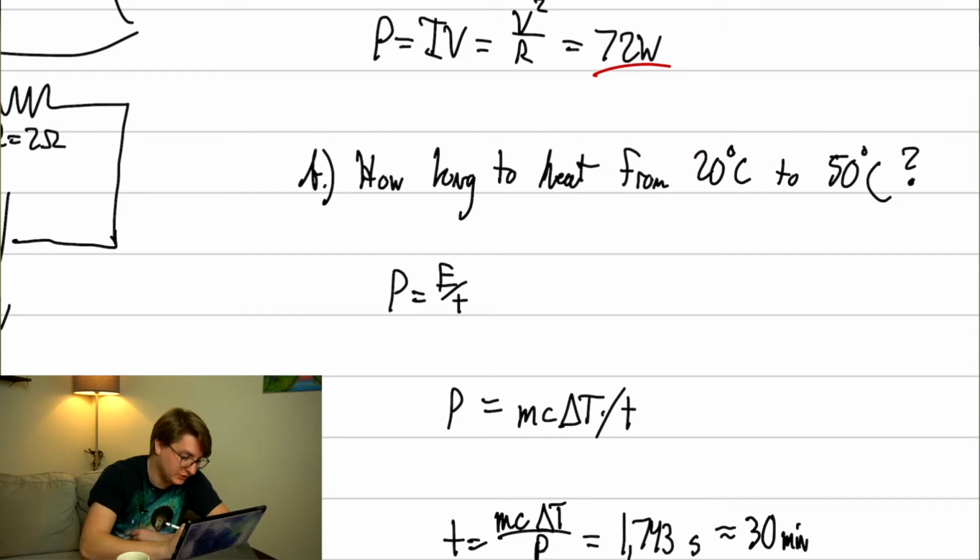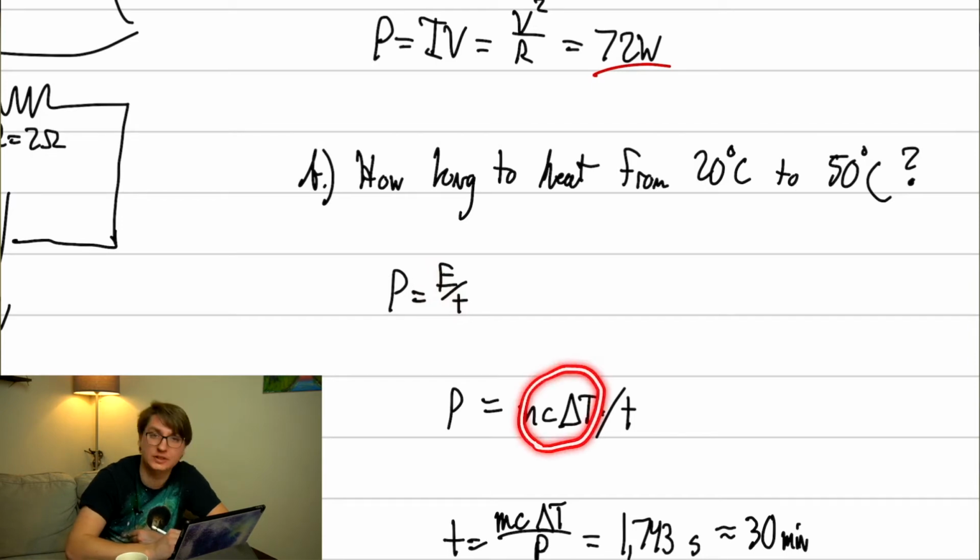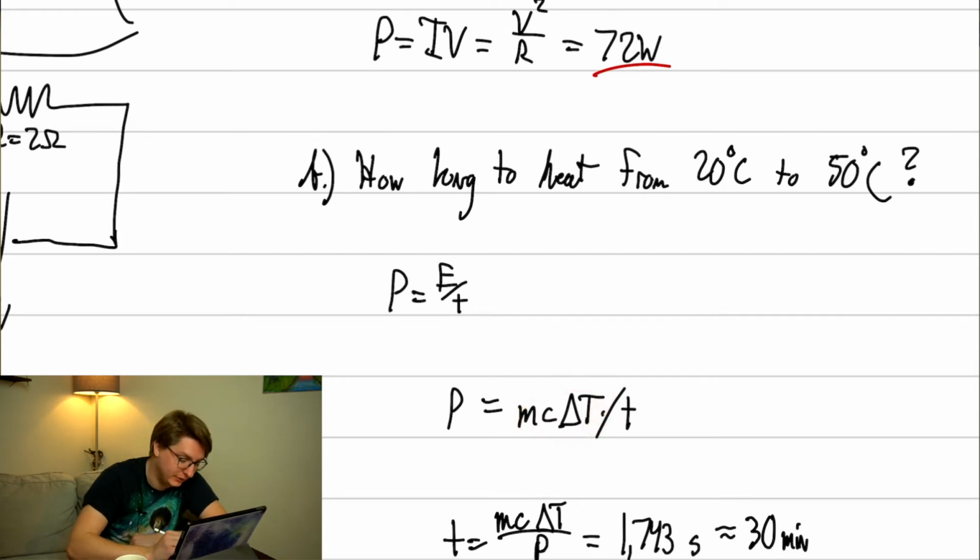Recall that the power is the change in energy over the change in time. So we're going to write this change in energy as mc change in T. This is the change in its thermal energy over time. Here we have the mass, and this specific heat, which is something like energy per mass per temperature. Then the change in temperature it's going to experience goes from 20 to 50. We want to find how long it takes, so we can solve for this time. We multiply to the other side, and divide P out to the other side. We get the change in energy over the power. So we find it's 1700 seconds, which is 30 minutes.